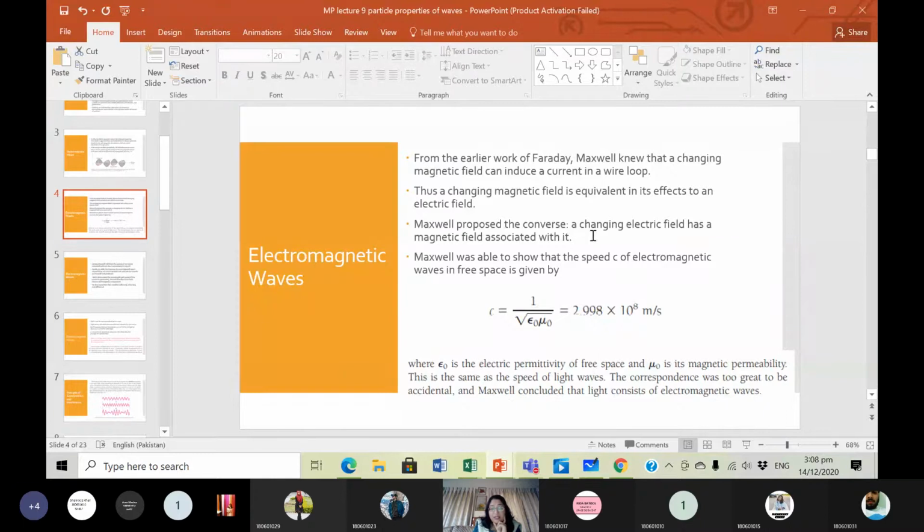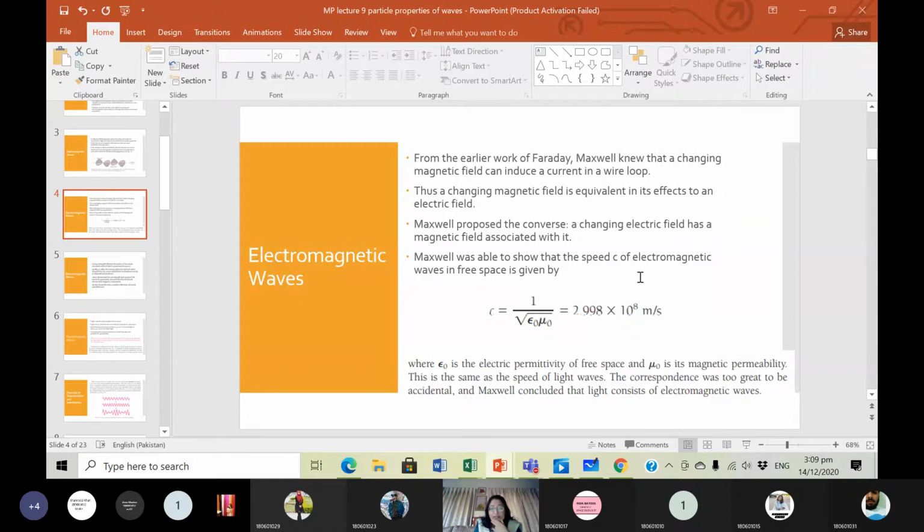So Maxwell proposed the converse: a changing electric field has a magnetic field associated with it as well. Maxwell and Faraday both contributed to electromagnetic waves and electrodynamics. There are some important scientists in this area. Basically, a changing magnetic field can induce a current in a wire loop, and a changing electric field has a magnetic field associated with it. So the electric field and magnetic field are related.